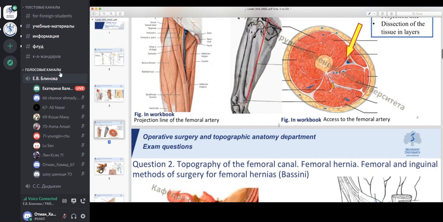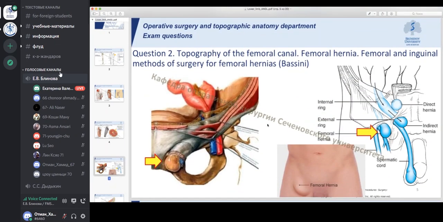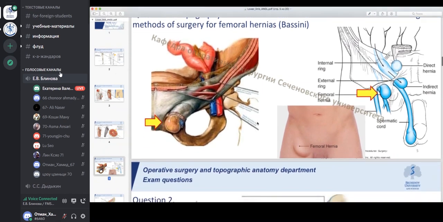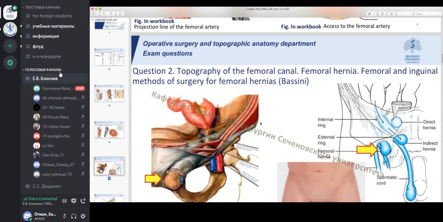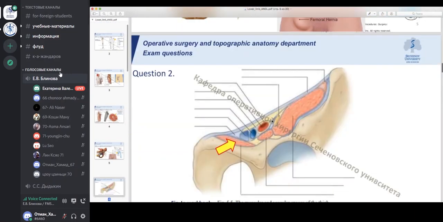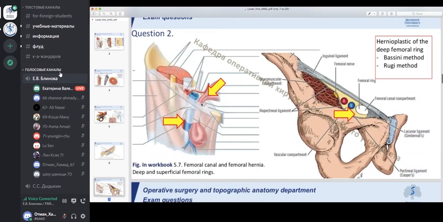The next question: topography of the femoral canal, femoral hernia, femoral and inguinal methods of surgery for the femoral hernia, Bassini method. The femoral canal is a pathological canal, and it is formed during a femoral hernia. A femoral hernia is a protrusion of the organs of the abdominal cavity through the femoral ring. Where is the femoral ring? This is the femoral ring.